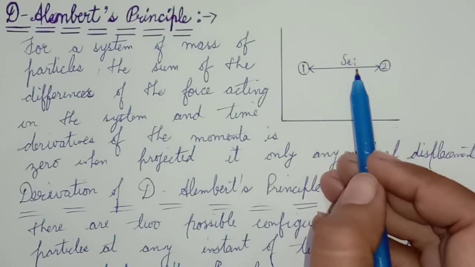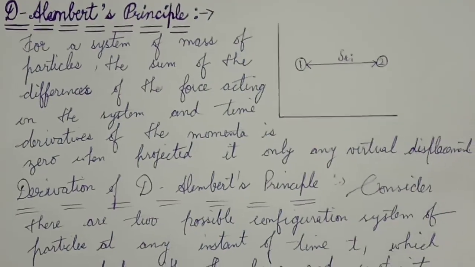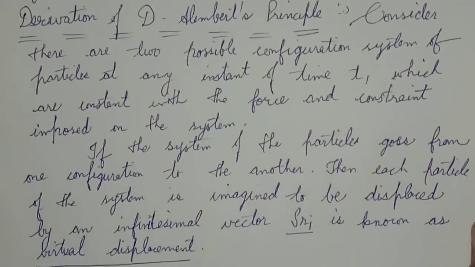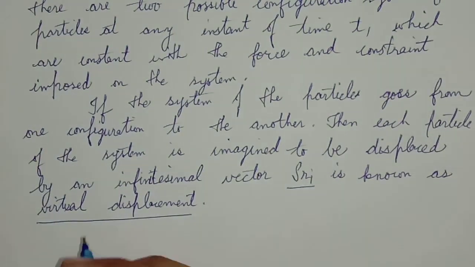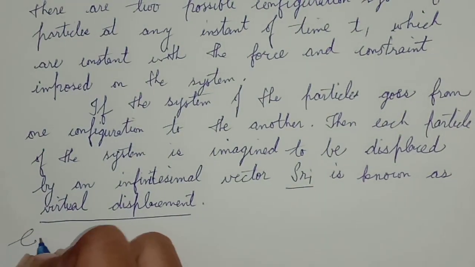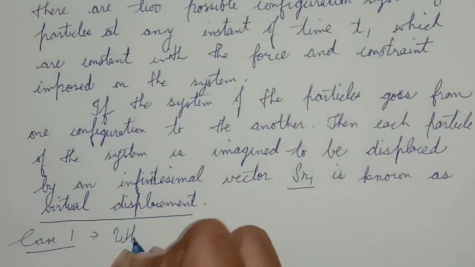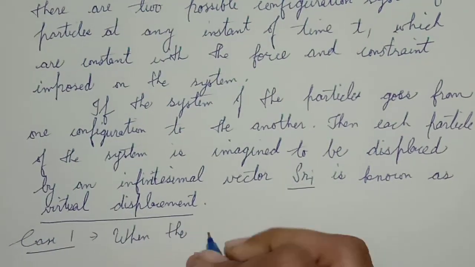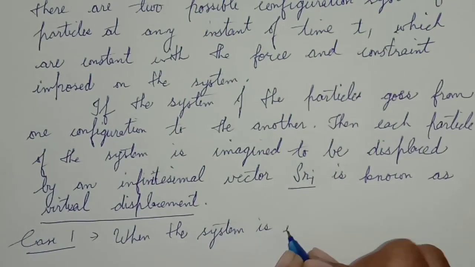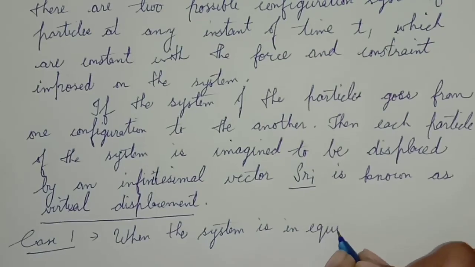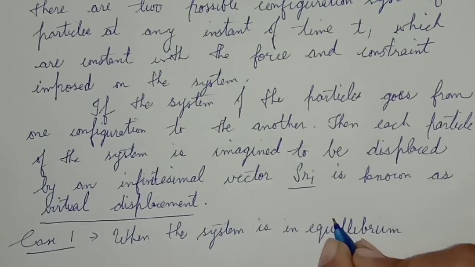We get delta Ri, which is virtual displacement. Now we take its cases. We have case number 1, when the system is in equilibrium.